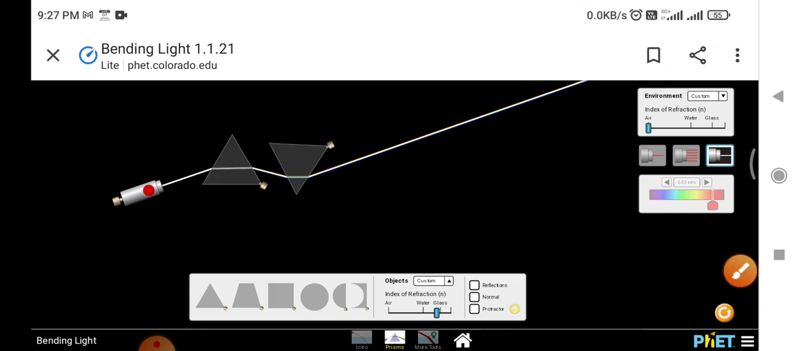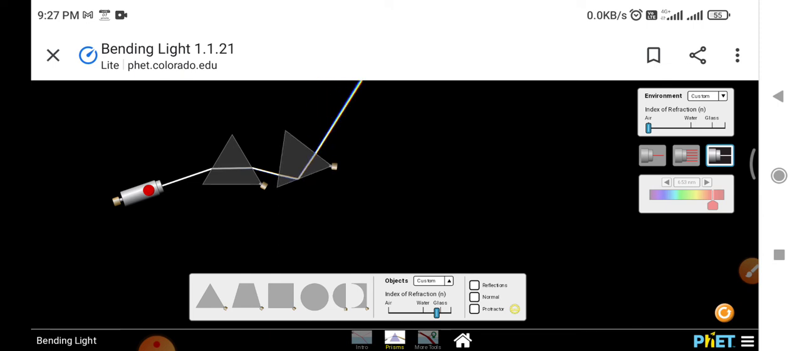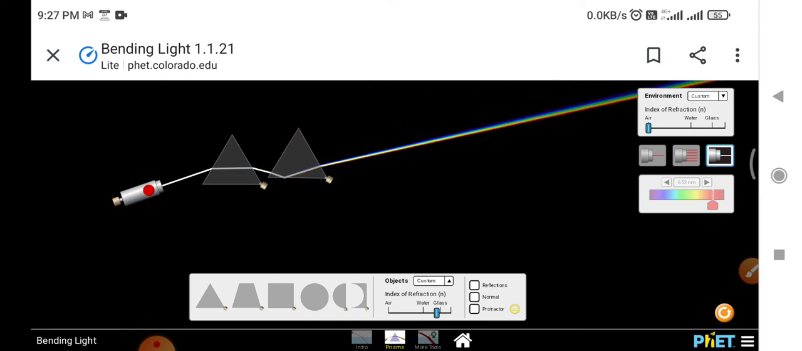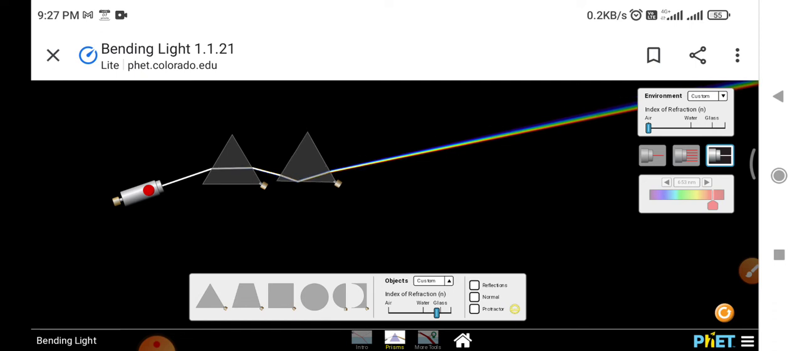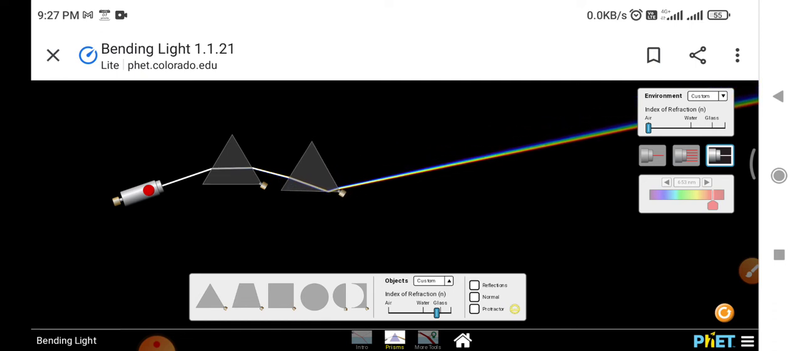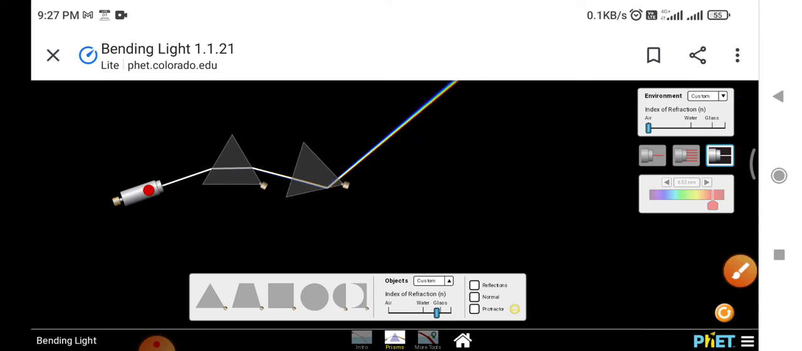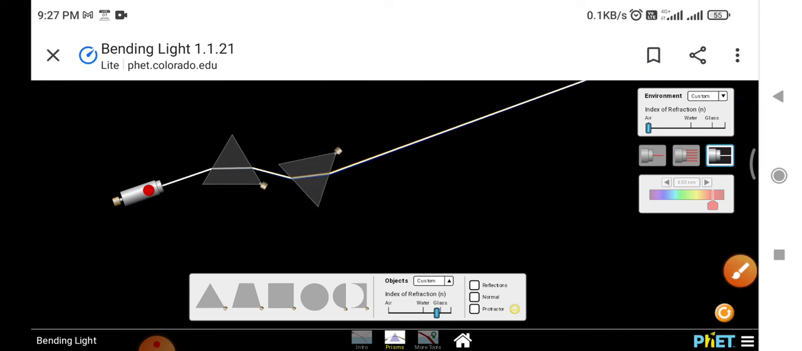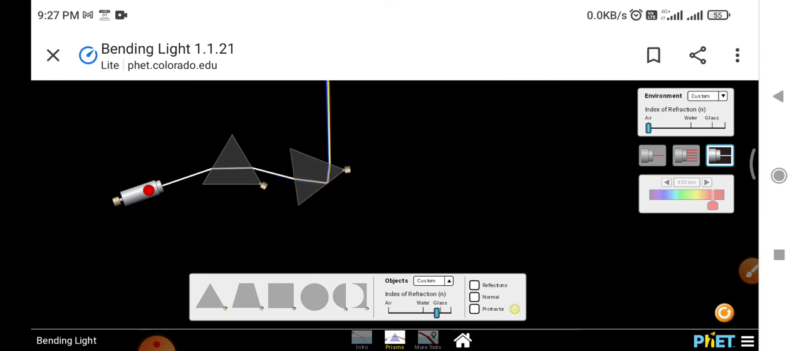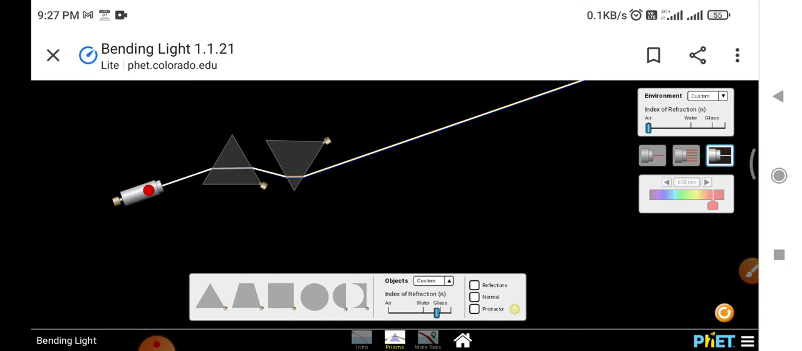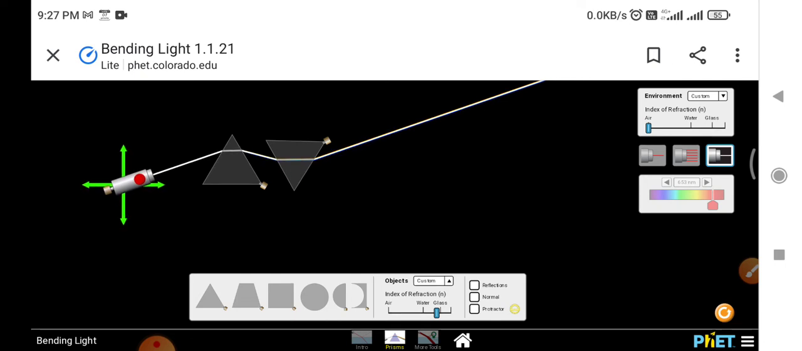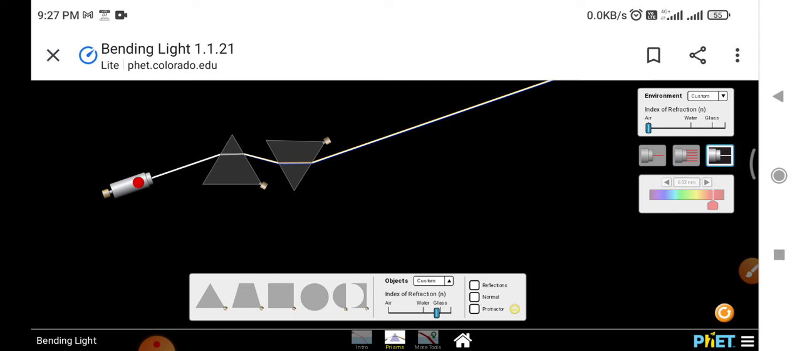See, if you change the position of the second prism, you can see the dispersion. When the two prisms are in the same direction, we get the dispersion. But if you change the position of the second prism upside down with respect to the first one, we get the white light. This is the recombination of the spectrum of white light.